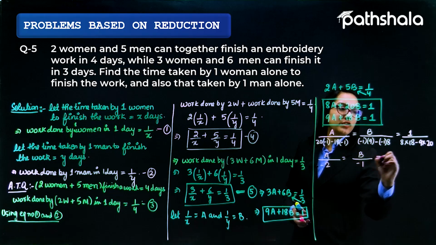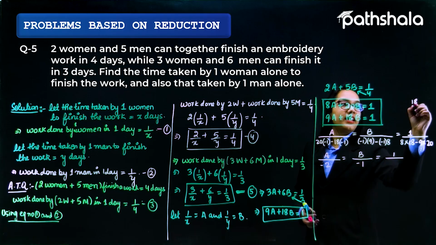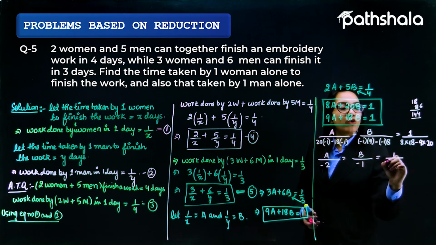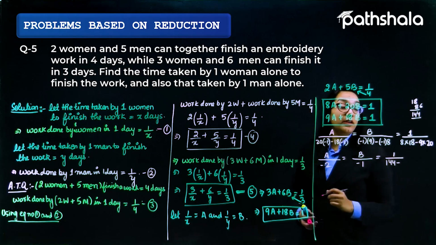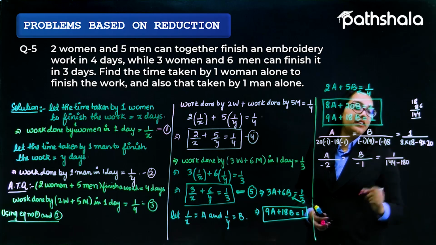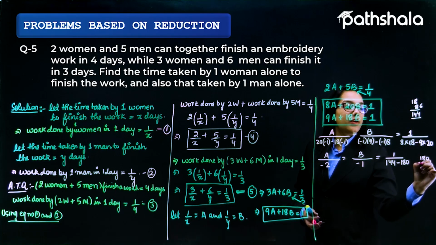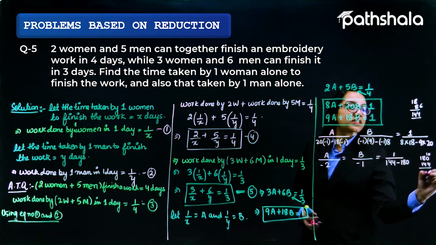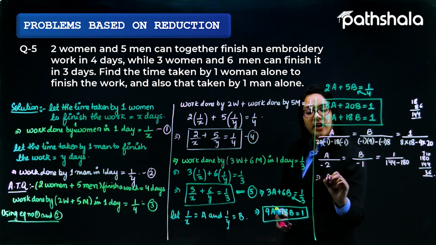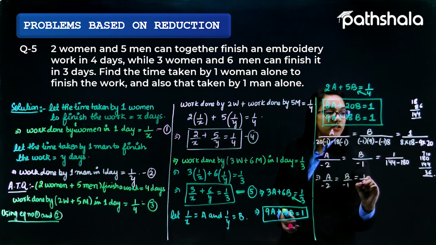So this is minus 1, which is equal to 1 by 18 into 8 we have. Let's just multiply 18 and 8 all together. So 8 into 8 is 64, now we have 4, so this would be 144. Minus, again further we have 180. Now let's just subtract 180 and 144. So we have 36. So again we are getting the value A by minus 2, which is equal to B by minus 1, which is equal to 1 by minus 36.